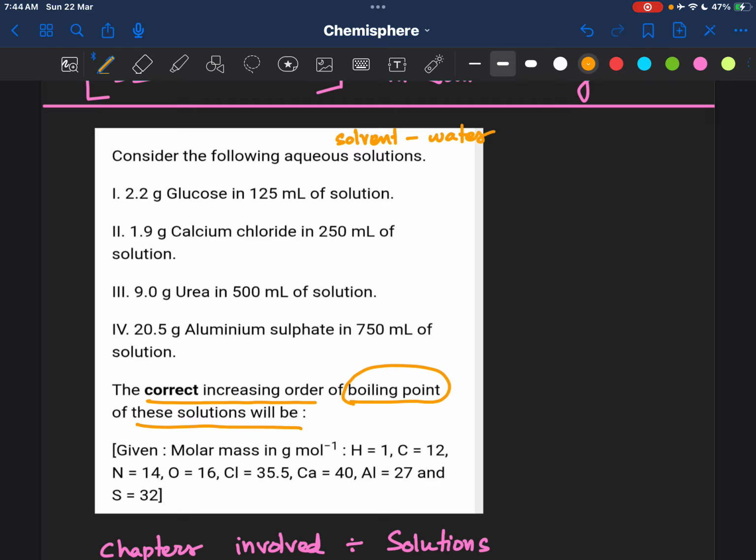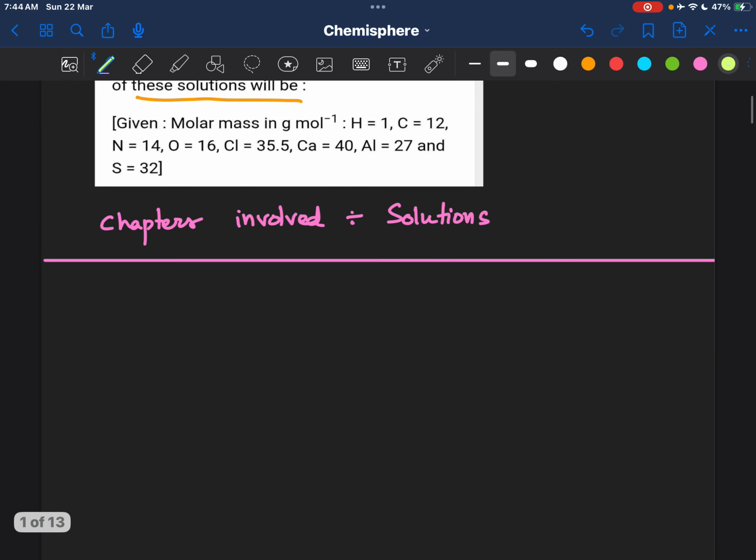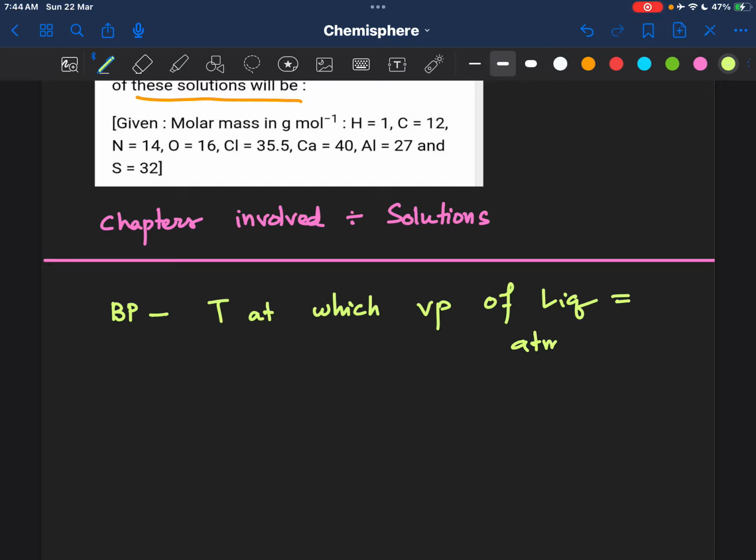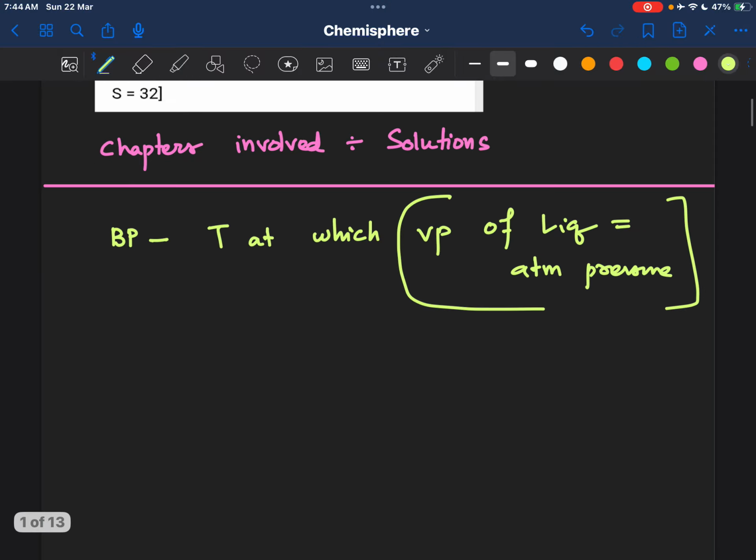Okay, so before we discuss in detail, we should know what is the meaning of boiling point. We should remember that it is the temperature at which the vapor pressure of a liquid is equal to the atmospheric pressure. So at whatever temperature this happens, that temperature is known as our boiling point. The second important thing for this question is we need to know that the boiling point of a solution is always greater than the boiling point of the pure solvent.